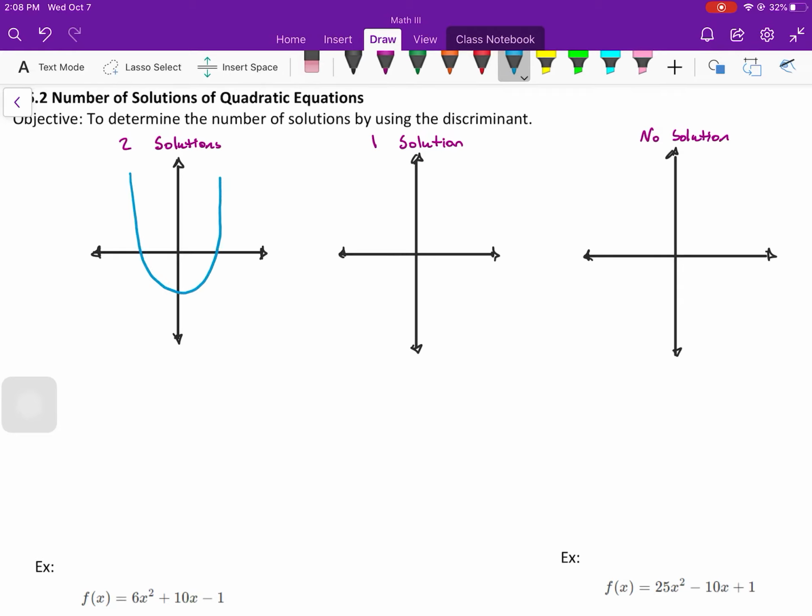So how many times can the U-shaped graph cross the x-axis, or even a line? How many times could it cross? It can cross 2 times. You can see that right here. Here's one solution. There's the second solution. Now, is it possible just for it to touch the x-axis and then go right back up? Yes. So that would be a case in which we have one solution.